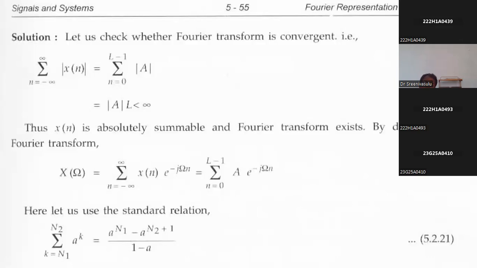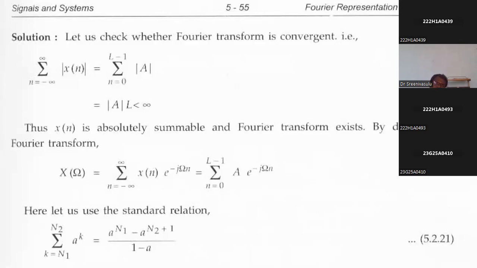While we are coming to the discrete time Fourier transform, it is not like that. Suppose the sequence is absolutely summable, then only can we apply the discrete time Fourier transform. Otherwise, it is not possible to apply it. That is the problem with the discrete time Fourier transform. That's why every time we need to test whether the DTFT is applicable or not for the given sequence.